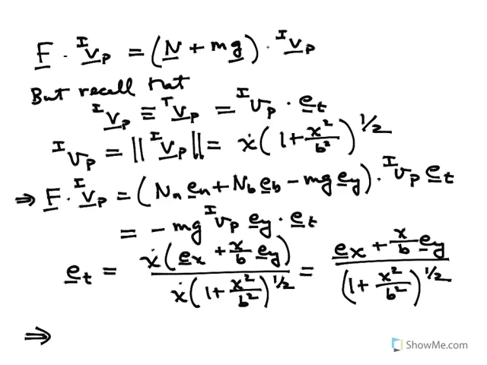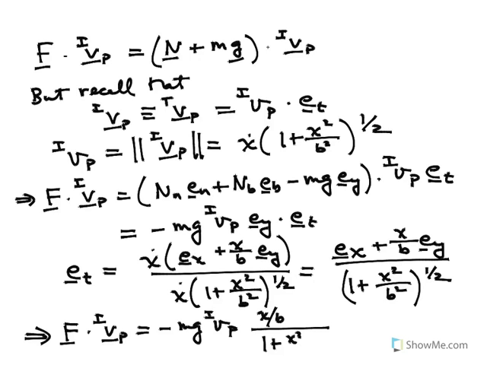So that says that the power produced by all the forces, you'll notice that in the process of doing this, we actually wind up with this Vp in I. So we get minus mg Vp in I, and then we wind up with Ey dotted with Et. So if I take Ey dotted with Et, notice that the only term that remains is going to be the second term, which is x over b. So we get x over b, and then Ey dotted with Ey is 1, all divided by 1 plus x squared over b squared to the 1/2.